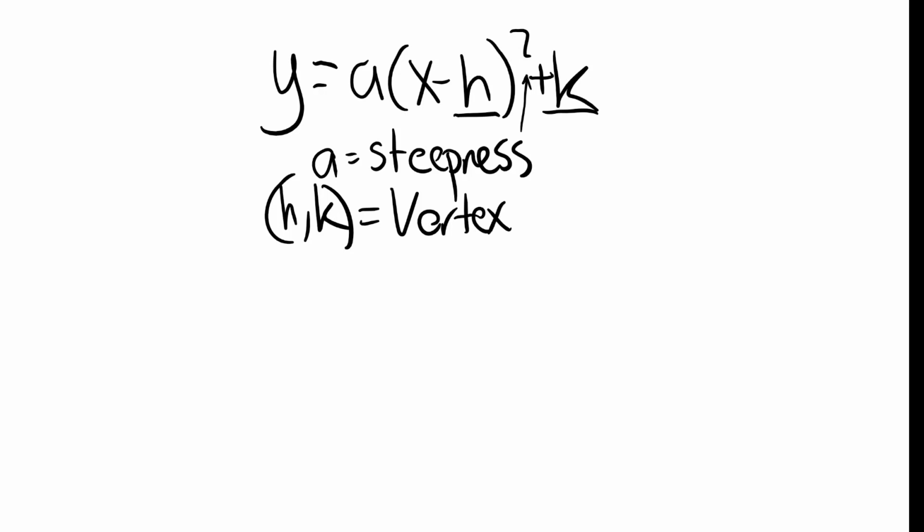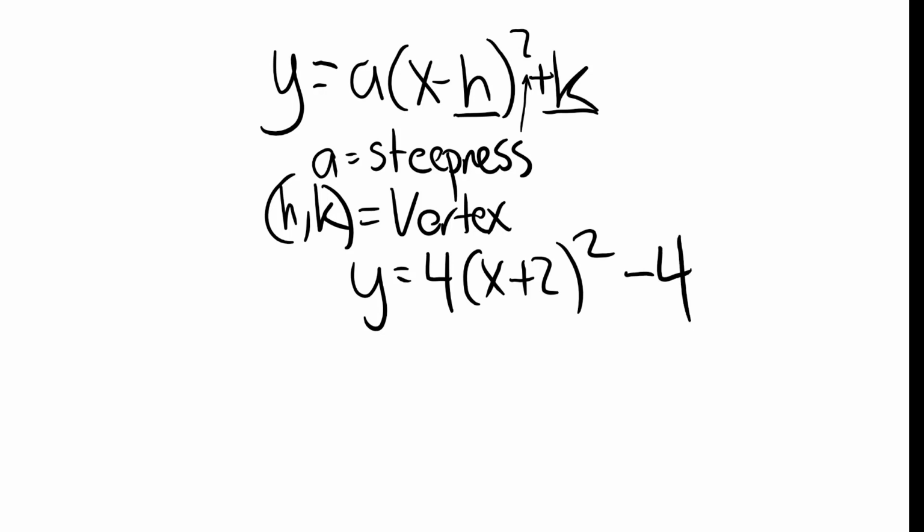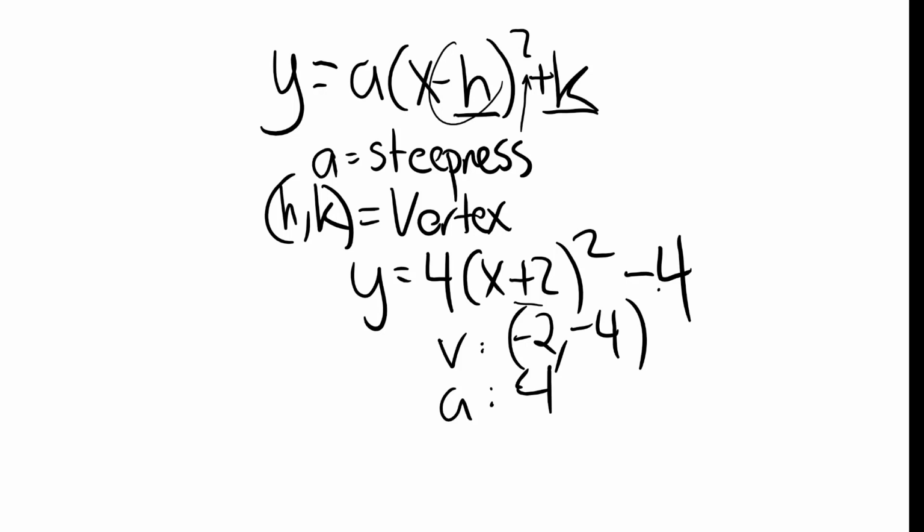This looks really abstract when we have all the h's and k's and a's and everything. But here's the way this will look normally. y equals 4 times x plus 2 squared minus 4. And we can pull the vertex and the steepness straight out of this. Our vertex is at, well, because there's a negative in my equation here, it's at the opposite of this, so negative 2, comma negative 4, just taking this number here. That's our vertex. And our steepness, our amplitude, in this case, would just be 4.